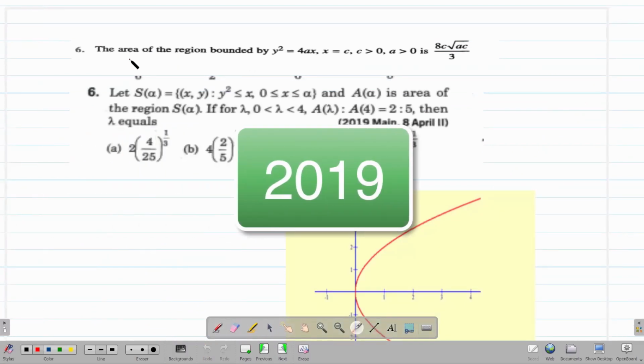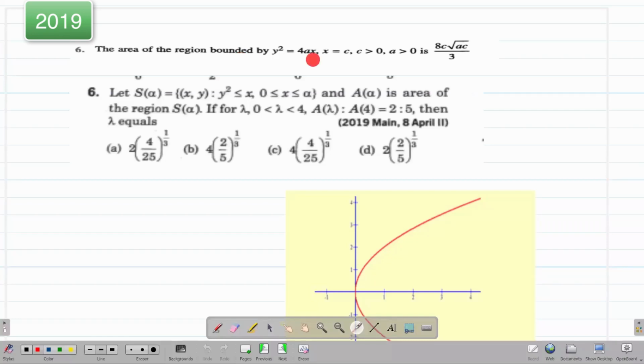As I already told you, the area of the region bounded by y square is equal to 4ax and x equal to c, where c and a both are positive, is 8c root ac by 3. And in this question, which was asked on 8th April 2019 JEE exam, S alpha is the set of (x, y) such that y square is less than or equal to x and x is in between 0 to alpha, and A alpha is the area of the region S alpha. If for lambda which lies in between 0 to 4, A lambda is to A4 is equal to 2 is to 5, then lambda equals to.